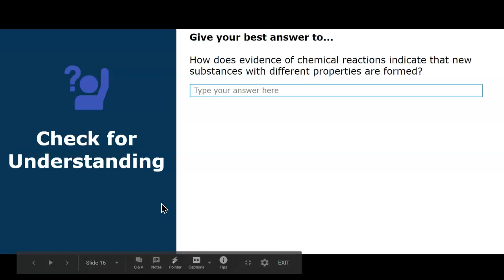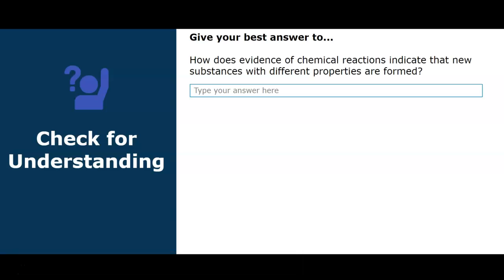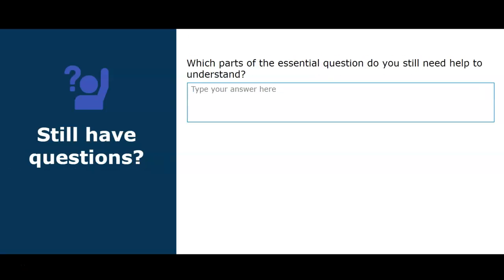You're going to answer this question. How does evidence of chemical reactions indicate that new substances with different properties are formed? And which parts do you still need help to understand?